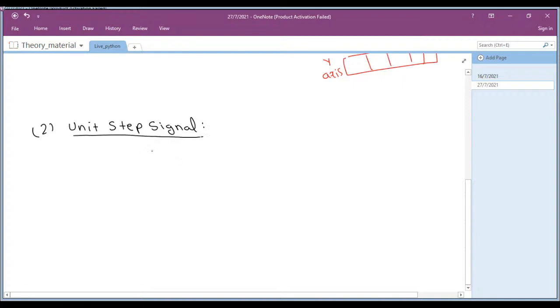Okay, so when we talk about a unit step signal, this signal looks like this, and I hope you are familiar with the mathematical equation. For n equals 0 and all the values greater than 0, it is 1, and for all values less than 0, it is 0. So we can mathematically write it as 1 if n is greater than or equal to 0, and 0 if n is less than 0.